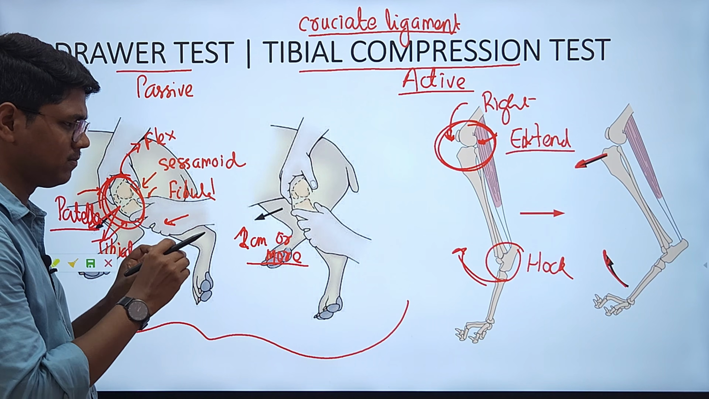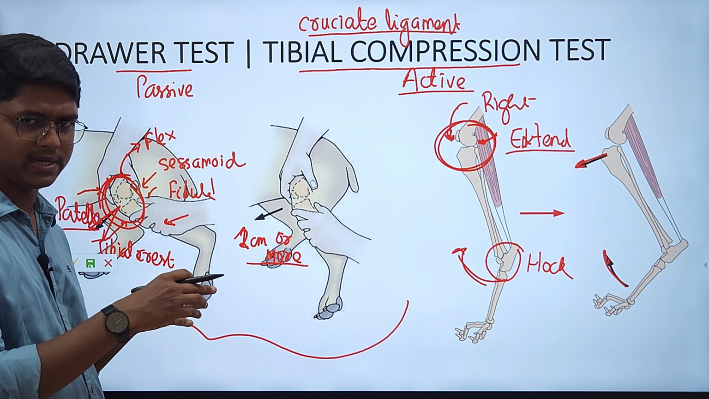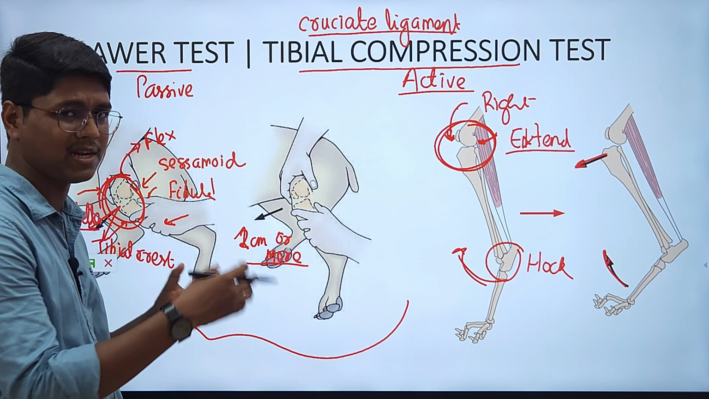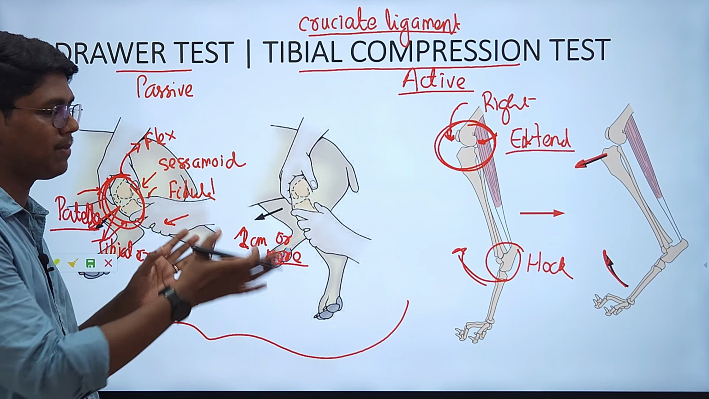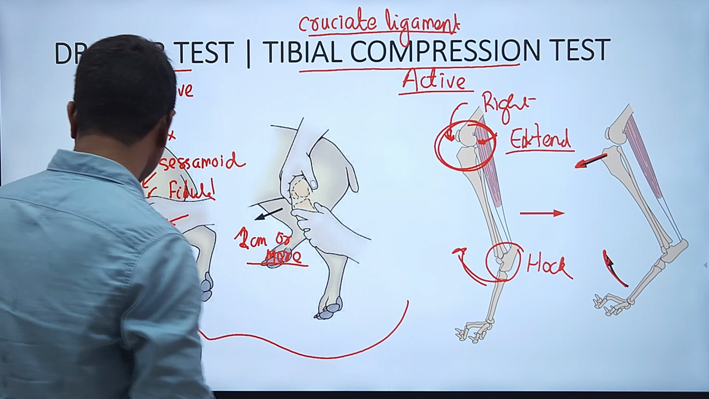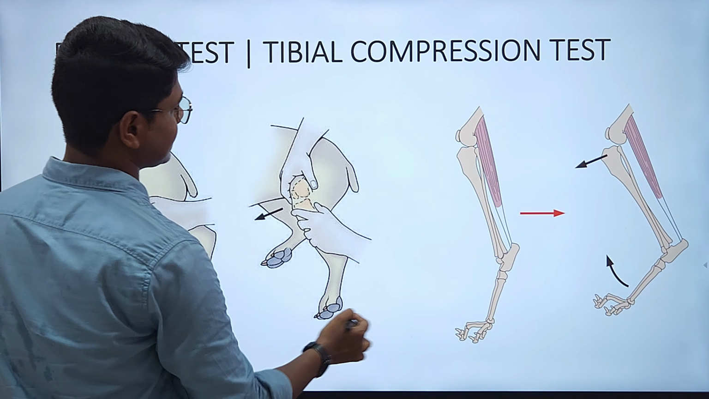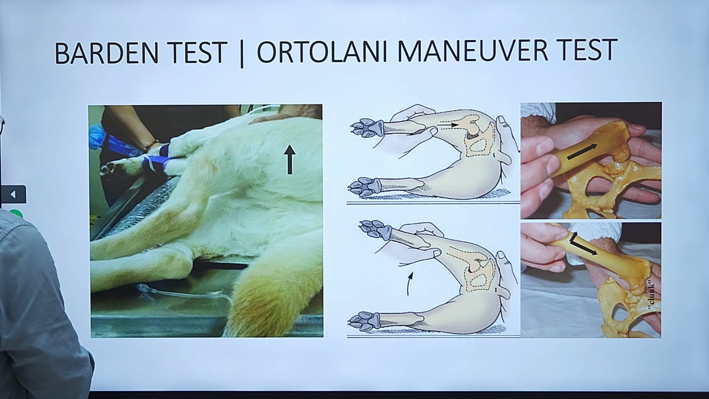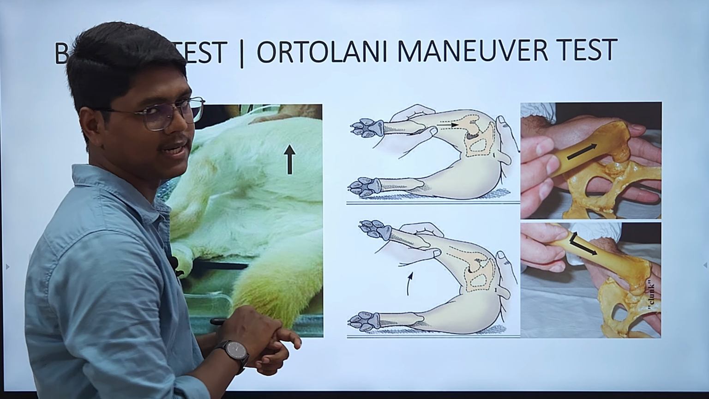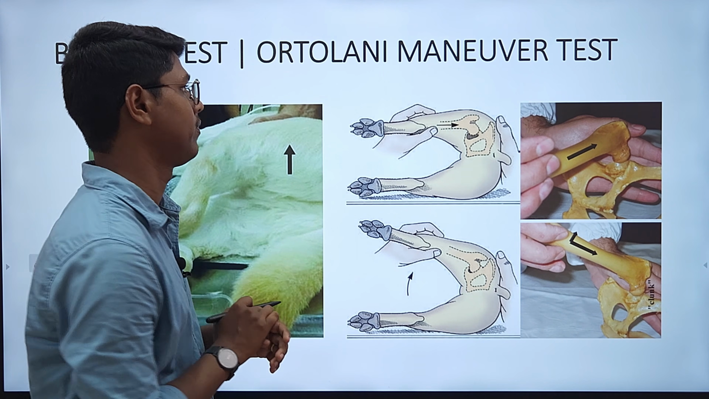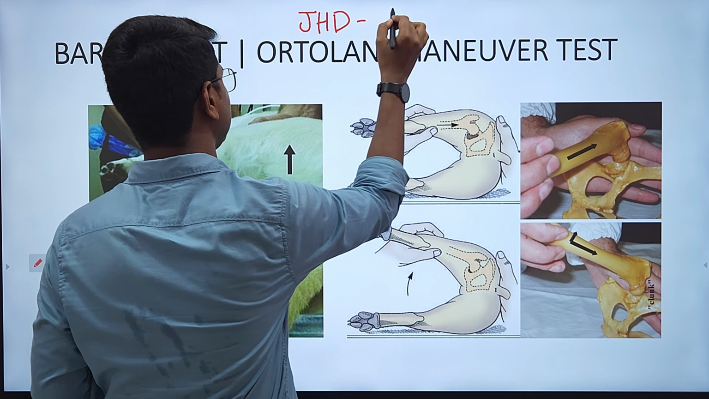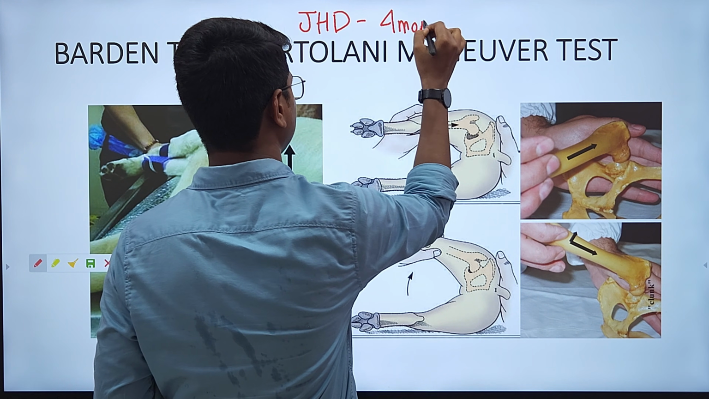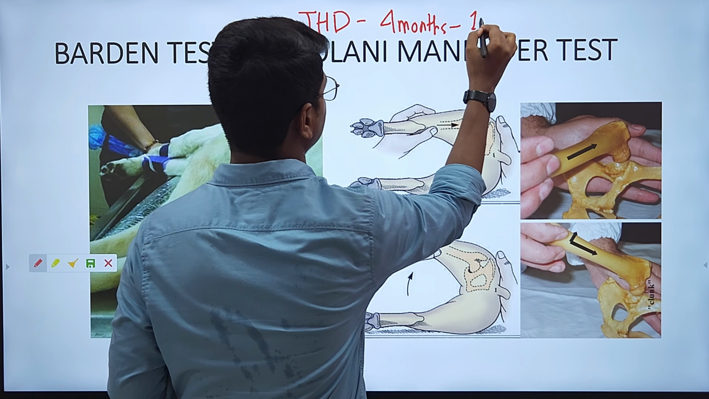There are some videos of different veterinarians giving practical demonstrations of these tests. You can check them out, but the theory behind this is this. Next, the Barden's test and the Ortolani maneuver test. These two tests are performed for diagnosing juvenile hip dysplasia, usually in animals from 4 months to 1 year of age.